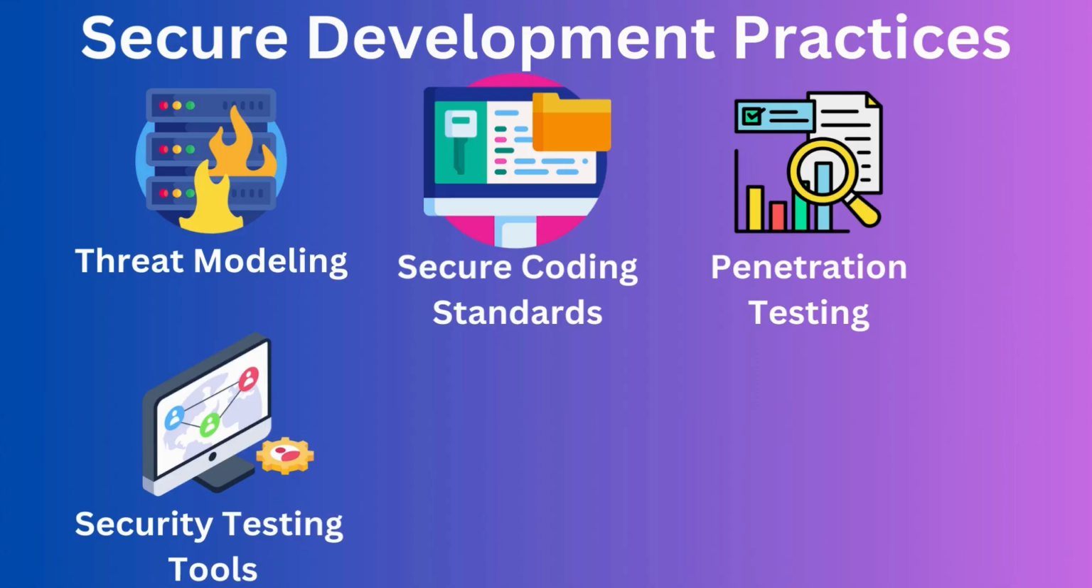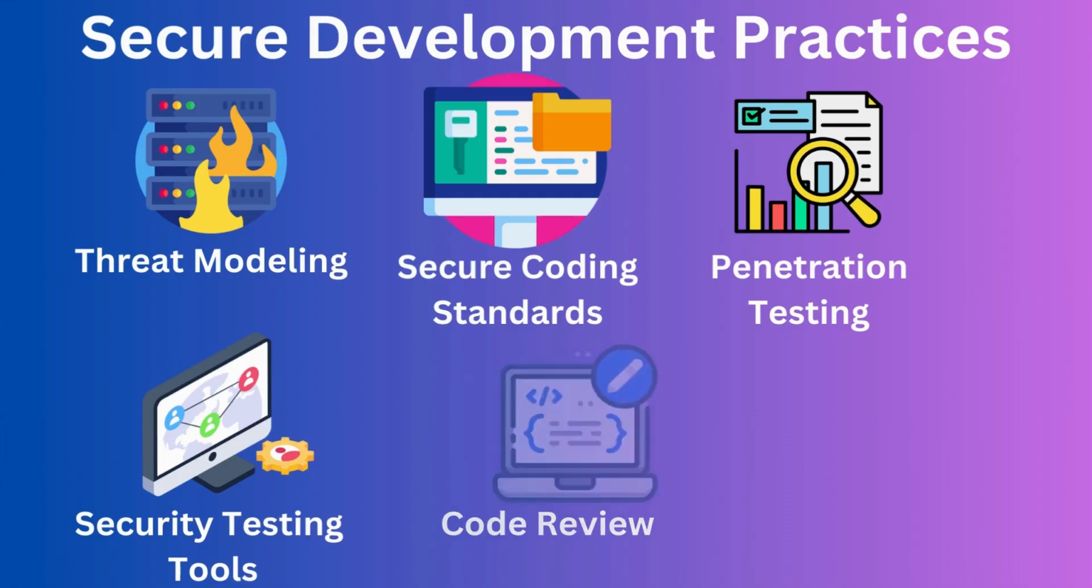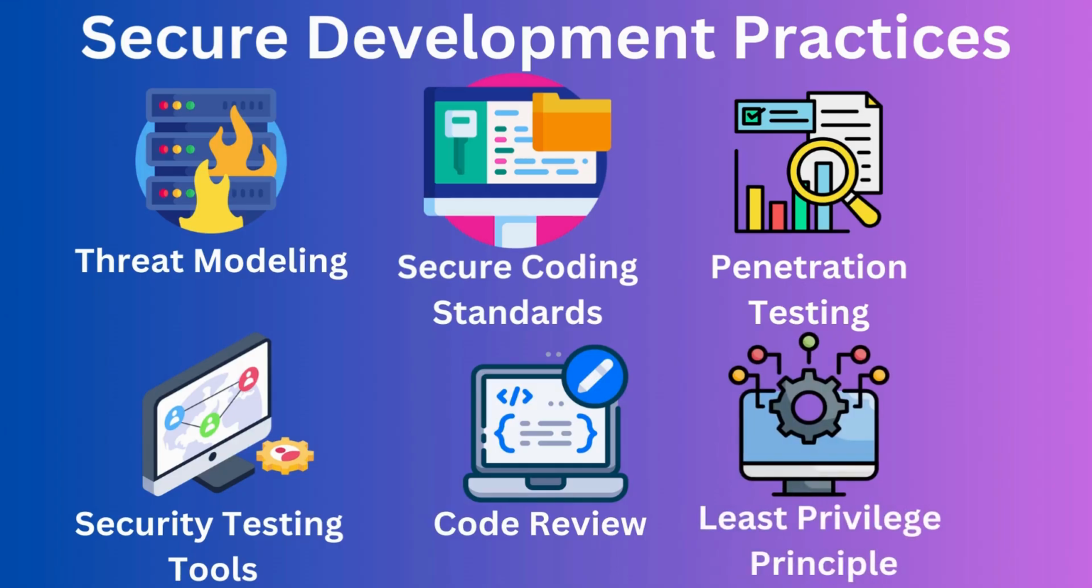Security testing tools. Utilize automated security testing tools, for example static analysis, dynamic analysis, and dependency scanning, to identify vulnerabilities early in the development process. Code review. Conduct code reviews with a focus on security to catch vulnerabilities and issues before they make it into production. Least privilege principle. Implement the principle of least privilege to ensure that application components and users have only the permissions necessary to perform their functions.